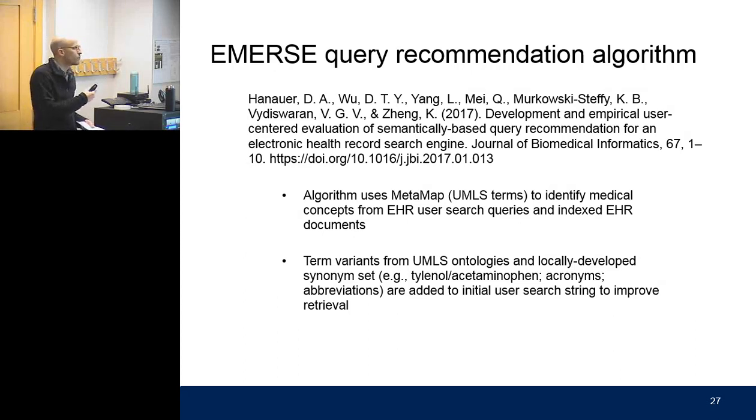So what they did was build an algorithm that uses UMLS terms through this tool called MetaMap, which we'll talk about in a minute, to identify medical concepts from the search queries. And then it maps those medical concepts back to the UMLS and leverages all of the synonyms that are available in the UMLS, as well as a set of synonyms that were developed here at the University of Michigan, to expand on that original search query.